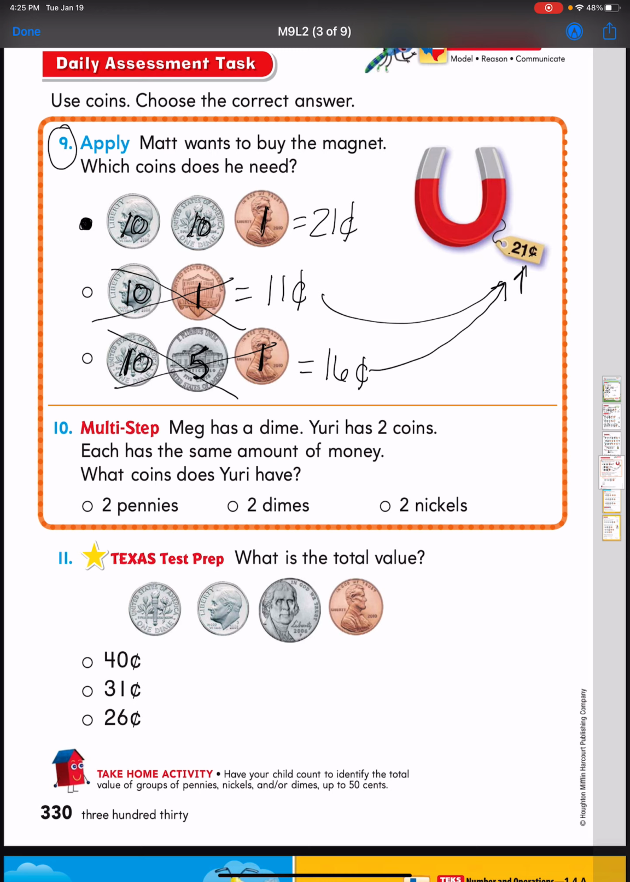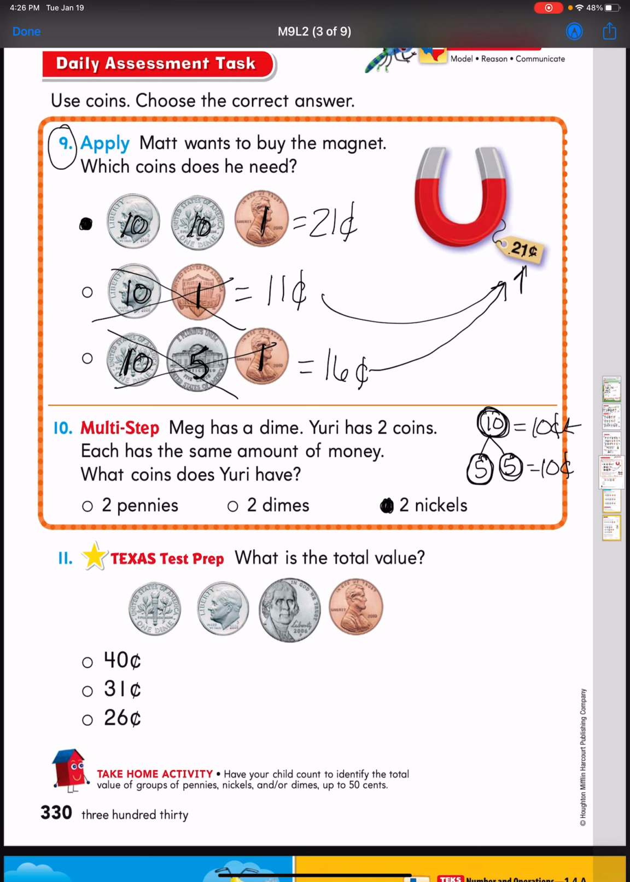All right. Meg has a dime. Yuri has 2 coins. Each has the same amount of money. What coins does Yuri have? So Meg has a dime. A dime is worth 10. Yuri has 2 coins, and it's worth the same. It's worth 10 cents too. What can we break our dime down into? We can break it down into 5s. What's worth 5? A nickel. So I have 2 5s. 2 5s equals 10 cents. 2 nickels equals 10 cents.